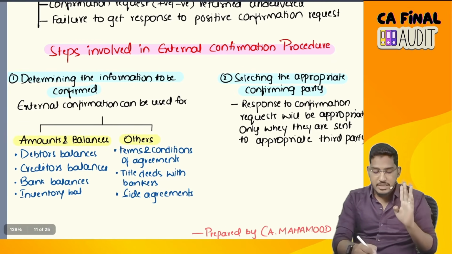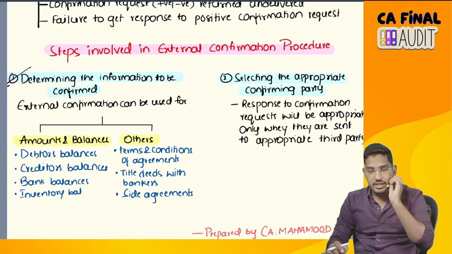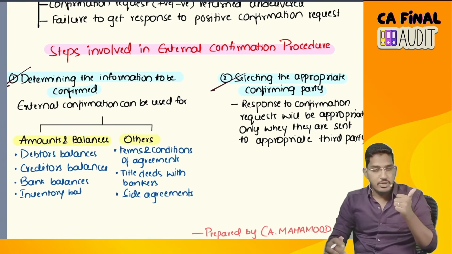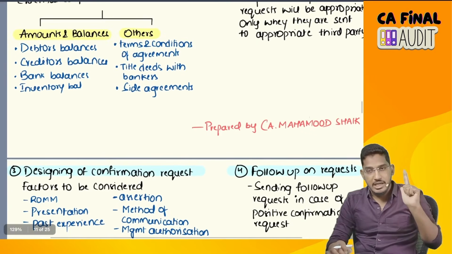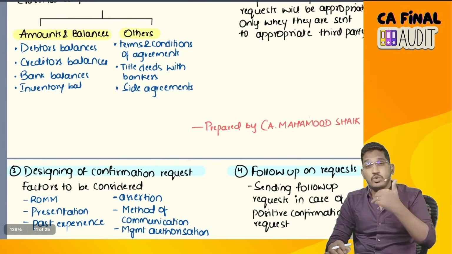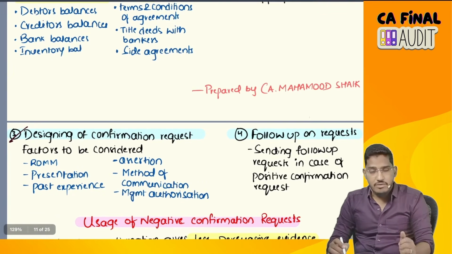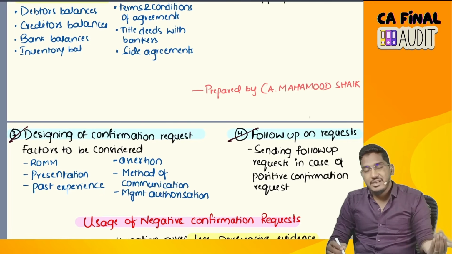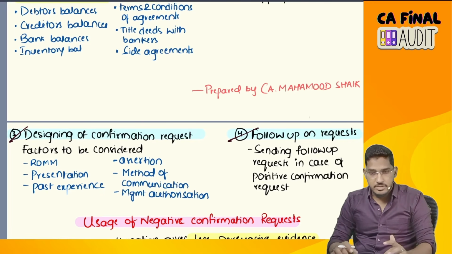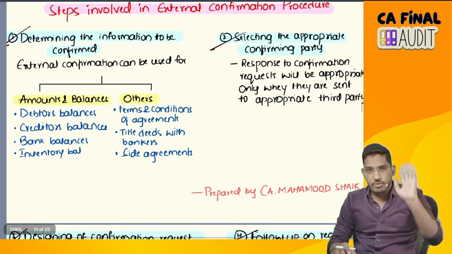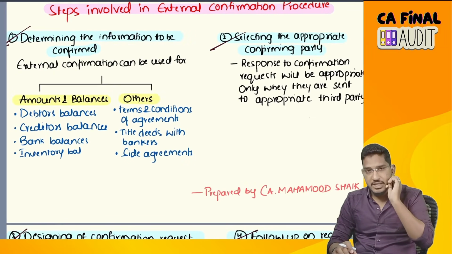Sir, what are those 4 steps? Number 1, determine the information regarding which you want external confirmation. Number 2, select the appropriate confirming party. Determine who is the appropriate party to whom you have to send the confirmation request. Then you have to design your confirmation request. You have to do the proper designing of the confirmation request. And once you have designed it, you have to send it and do the follow-up of that confirmation request. So there will be 4 steps involved if you want to get the best evidence from the external confirmation.